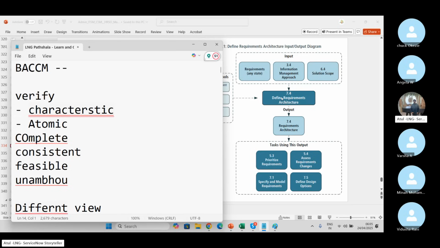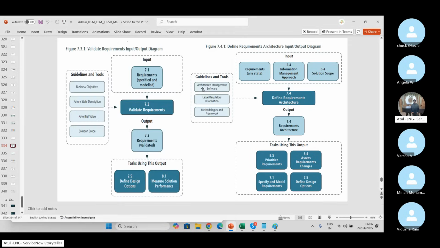That tomorrow, if someone says, I want to go for the CSM module, how the CSM module is going to impact my ITSM or my GRC or my SecOps or my HRSD. To evaluate that, we have architecture here. And then we got our requirement architecture. And to do this particular part, you have an architecture management software. Mainly this is what it says, enterprise analysis.